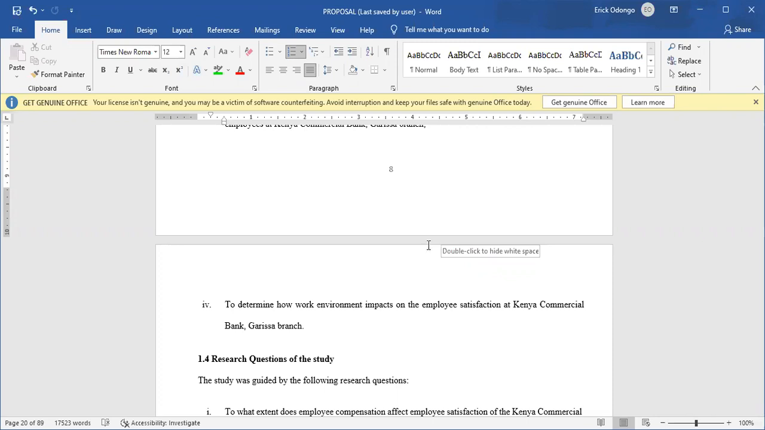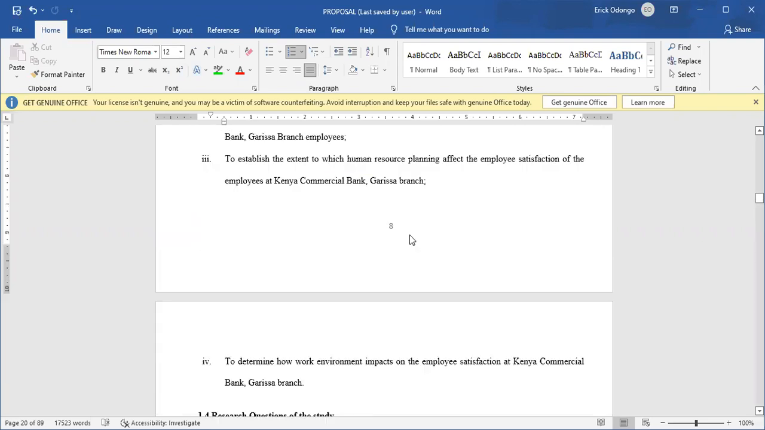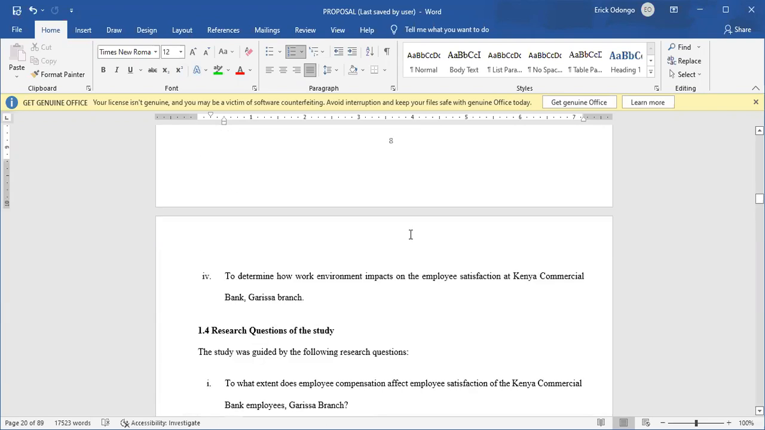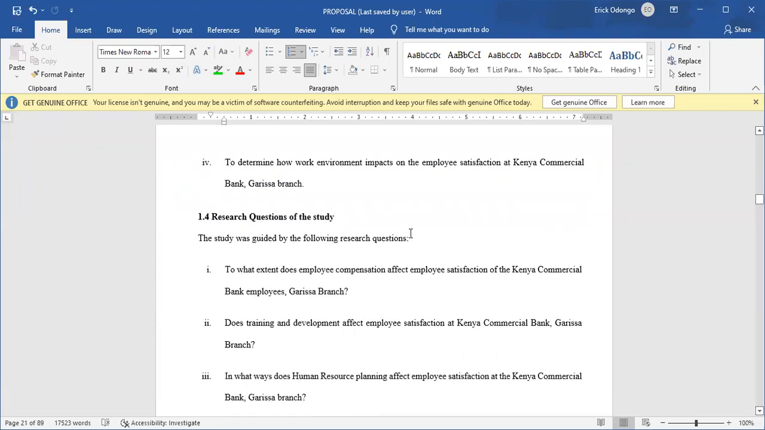My research questions will be drawn from the specific objectives. Roman 1, for example: to what extent does employee compensation, remember, my specific objective number 1 was about employee compensation. So here you are asking a question. To what extent does employee compensation affect employee satisfaction of the Kenya Commercial Bank employees in Garissa branch?